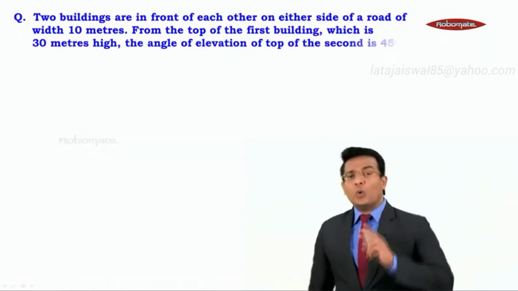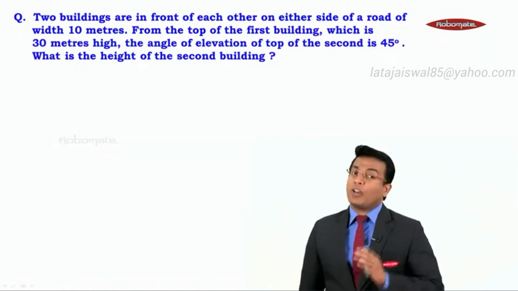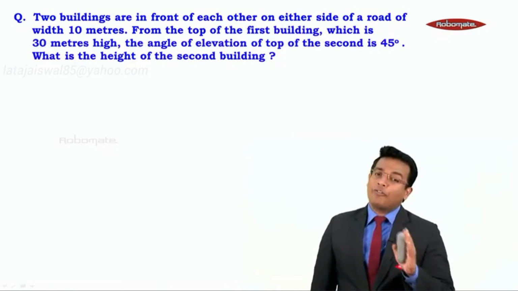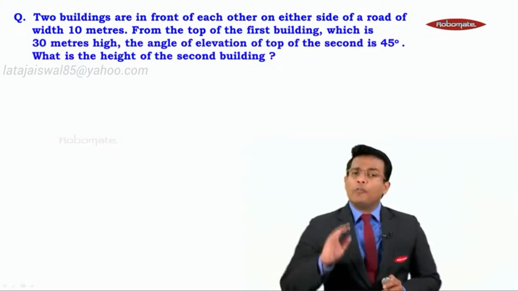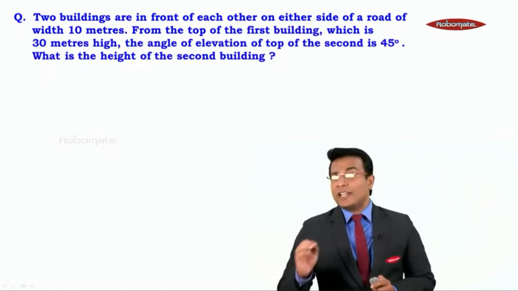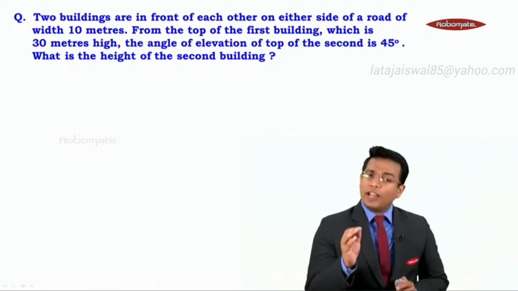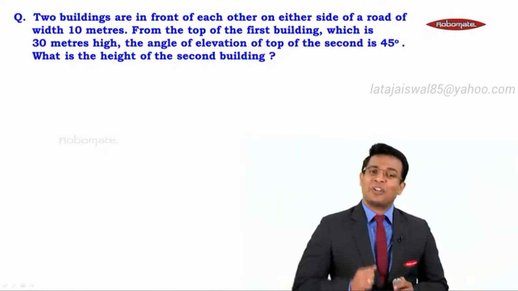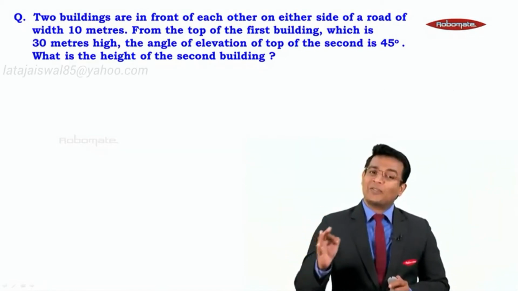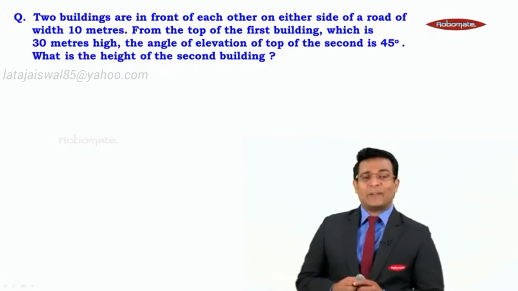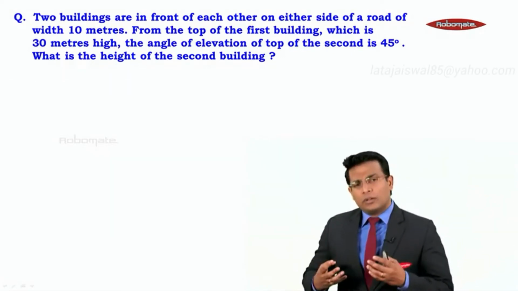The sum says that two buildings are in front of each other on either side of a road of width 10 meters. From the top of the first building, which is 30 meters high, the angle of elevation of the top of the second is 45 degrees. What is the height of the second building? Now this is what is stated here. Let's understand what we need to draw here.